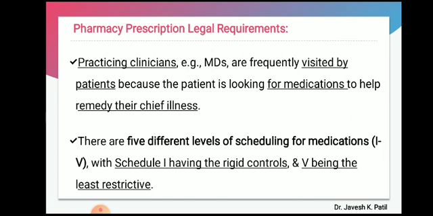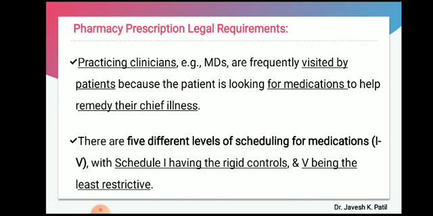In that we have seen all of the doctors, which are called prescribing clinicians, for example the MDs, where the patient generally goes for getting rid of their ailments or diseases, might be acute or chronic. And when these patients arrive at the doctors, they prescribe the medications depending upon 5 schedules.